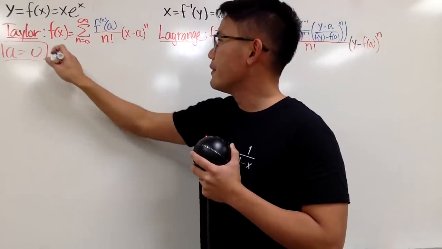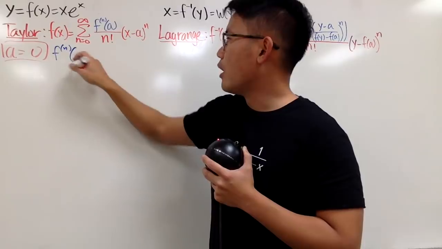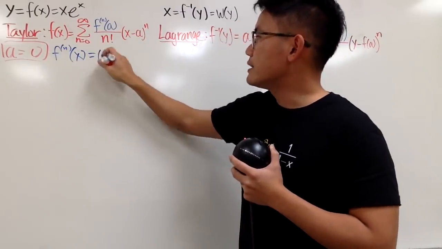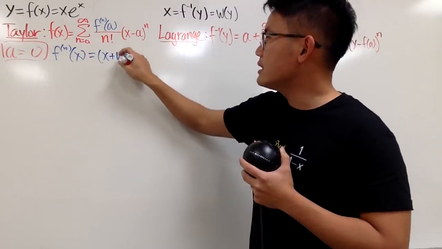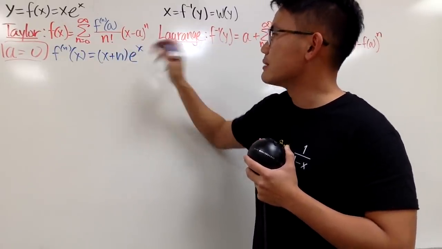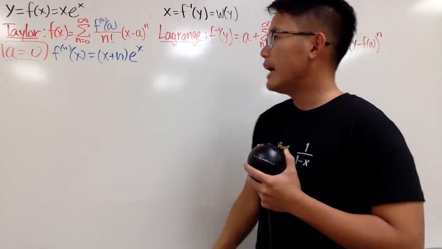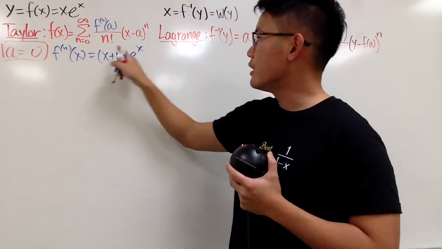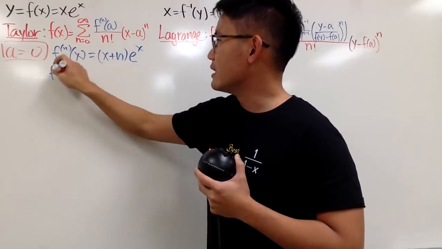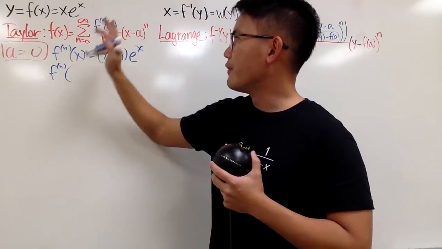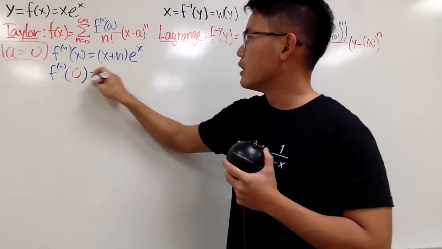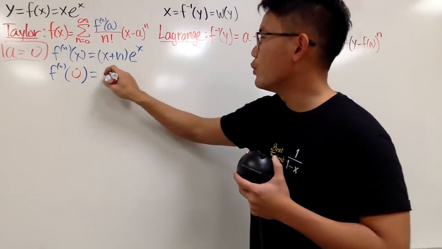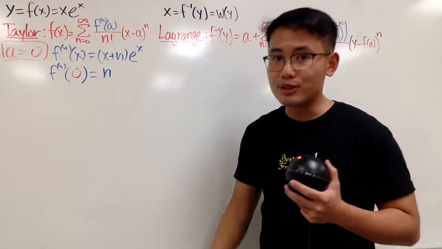So, when we have the nth derivative of that function, let me just put on x first. We actually end up with x plus whatever this n is, and then times e to the x power like that, right? And because, as I said, a is equal to 0, I will just plug in 0 into here and here and here. So we see that the nth derivative of the function at 0, well, 0 here is just 0 plus n, and then e to the 0 is just 1. So all in all, we'll just end up with n. So that's pretty much it.